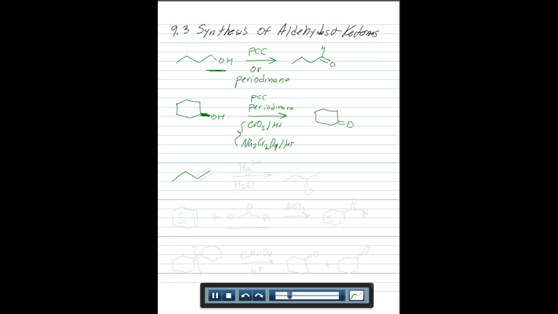The other method we've learned is by taking a triple bond and adding the mercury 2+ ion. I think we used mercury sulfate and water. You form that enol, which then forms the ketone. We've also learned a special case of how to make ketones on benzene rings. You add the acid chloride plus benzene and aluminum trichloride, and you can make a ketone on an aromatic ring.